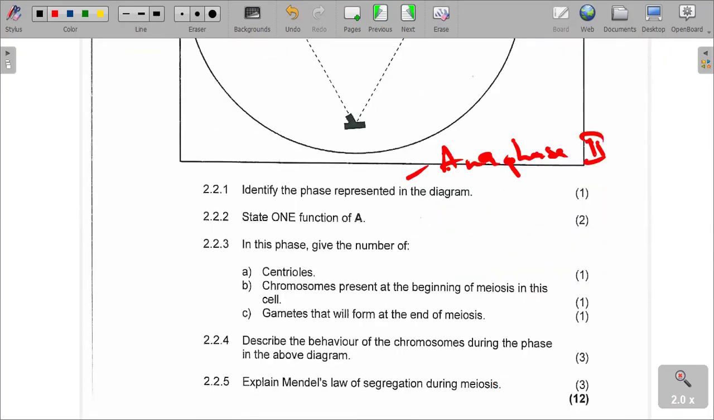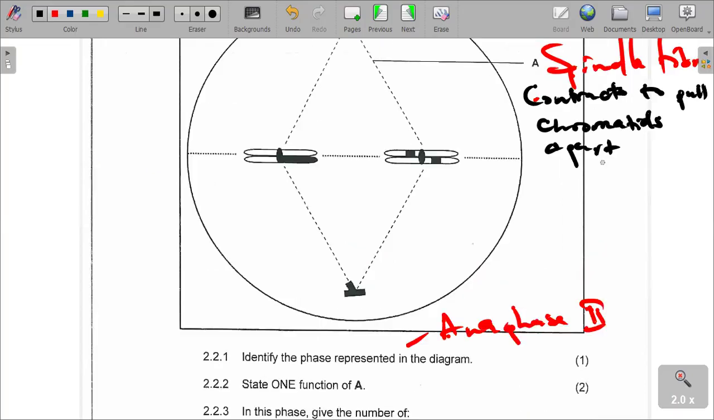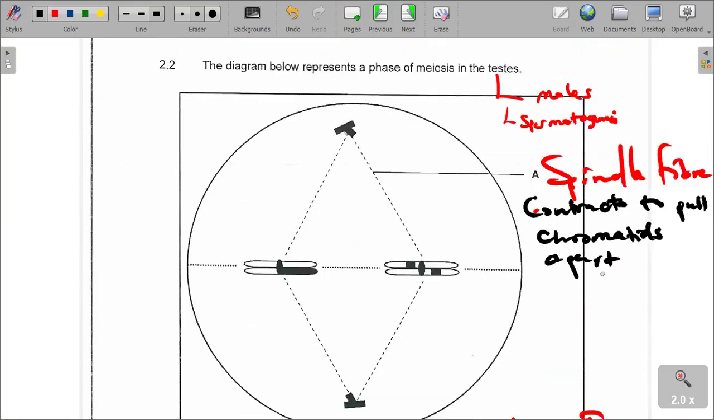And then, in this phase, give the number of centrioles. We are given the centriole mass, and we actually have 2.